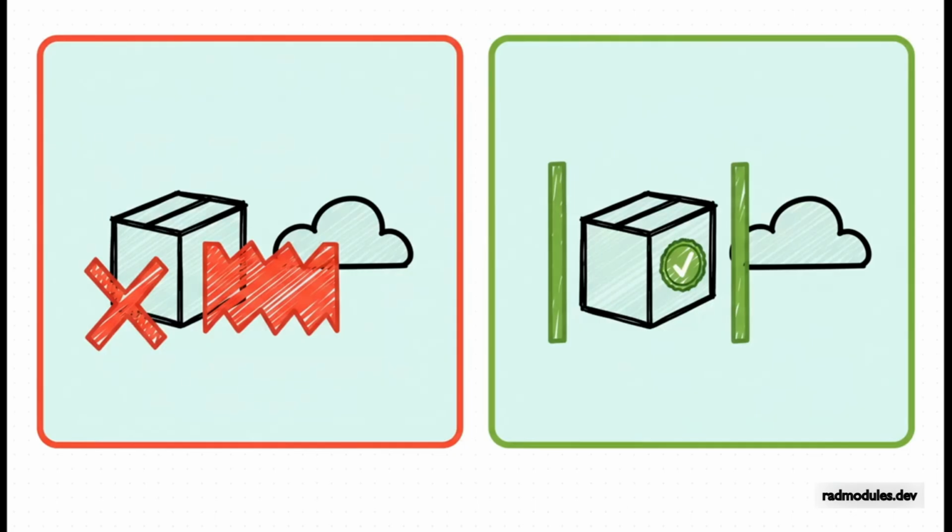And here's what that looks like in the real world. It's totally black and white. An unsigned image, maybe one a developer just built on their laptop, gets blocked. No exceptions. The only thing allowed in is the signed image that went through that whole approved pipeline. This is how you take human error out of the equation and just enforce the policy, period.